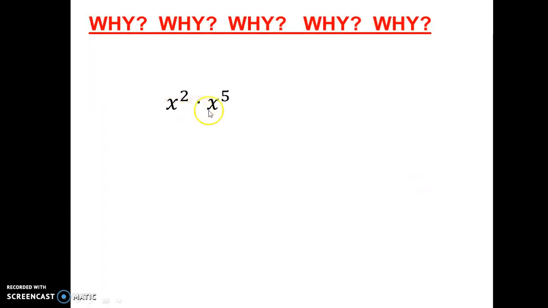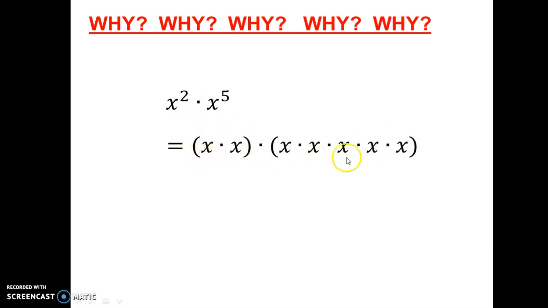Well, let's take a look. So this x squared times x to the fifth is actually 2 x's here, because this is x times x. This is actually 5 x's multiplied. And then if you take that and multiply it, you end up having all 7 x's multiplied, and 7 x's multiplied can be written as x to the seventh. So what that tells us is when you see these exponents, you're just going to add them because of the multiplication that takes place behind the scenes.